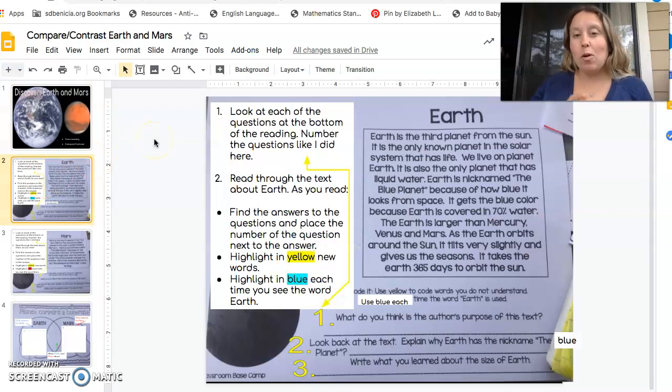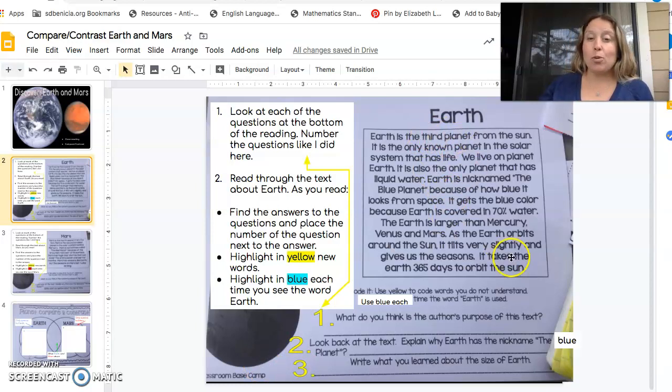Okay, so first up, I'm starting on Earth. If you want to start on Mars, that's fine. That's the next one that I'll describe. Here are the instructions. Number one, look at each of these questions at the bottom of the reading and number them like I did. They don't have to be in that color. I just tried to make them bright.